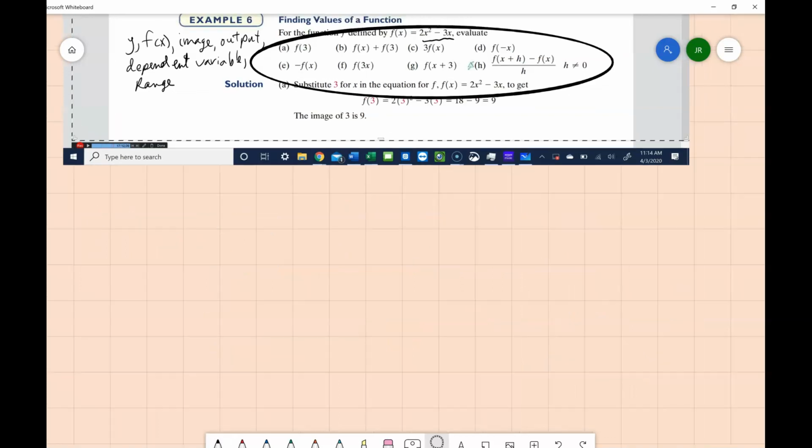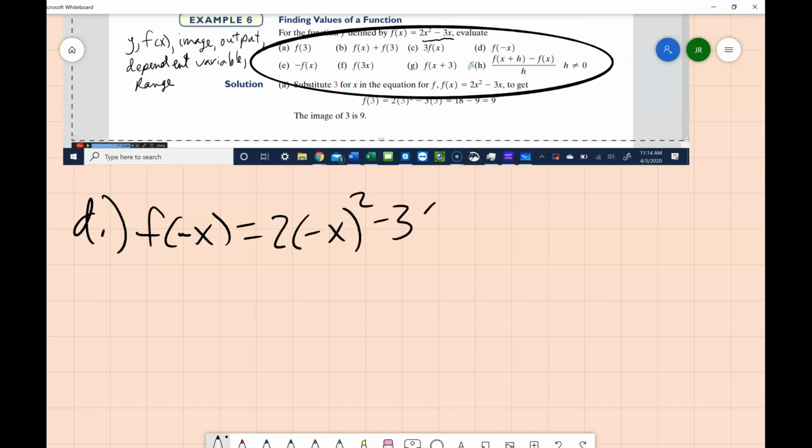Part D, I'm doing f of negative x. So I'm putting negative x into the function. Everywhere there's an x, it gets replaced with a negative x. And then I simplify. What is negative x squared? It's negative x times negative x. Well, that's positive x squared. So that times 2 would be 2x squared. And what's negative 3 times negative x? It's plus 3x. So that's part D.